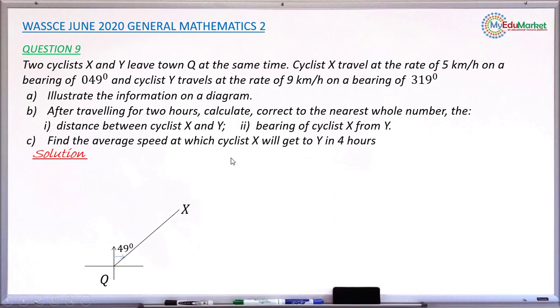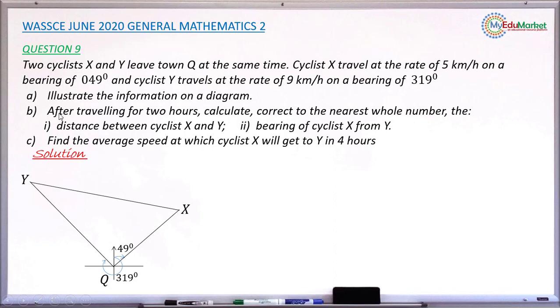So now continue. Take the direction that is the bearing of cyclist Y. Cyclist Y takes this bearing 319 degrees, taking the angle from the north line and moving in a clockwise direction, 319 will be somewhere here. Then you draw a line that will be the direction of cyclist Y. So having done that, you now complete this triangle, that is, join point X and point Y together to have a complete triangle. So with this, you have answered question number A.